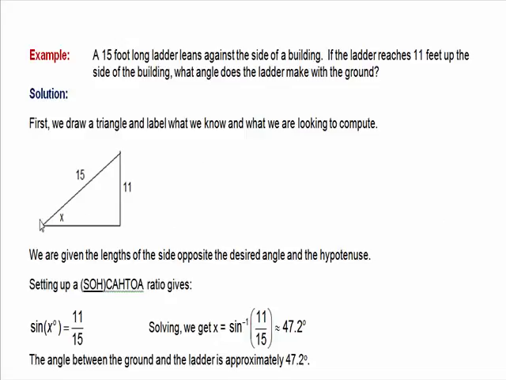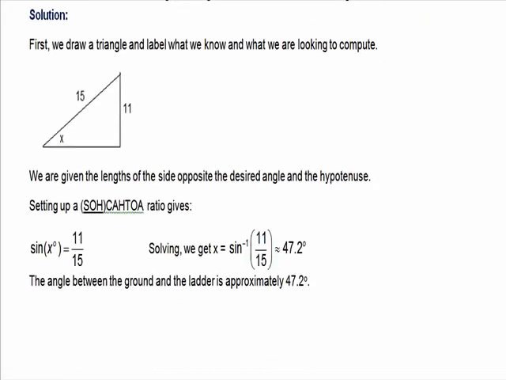Now what I do if I'm looking at this, I say, okay, here's my angle. The 11 that I know is opposite. The 15 is the hypotenuse. So it looks like, again, I'm using the SO of SOHCAHTOA. So what I know then is the sine of x degrees is 11 over 15, opposite over hypotenuse.